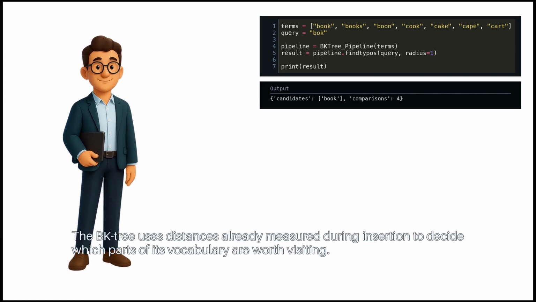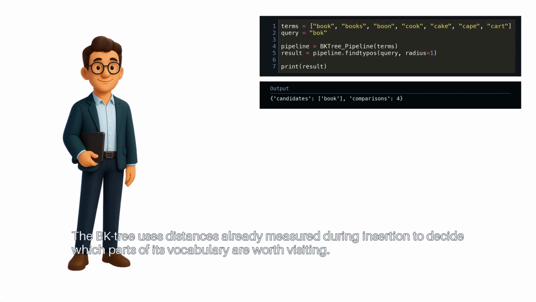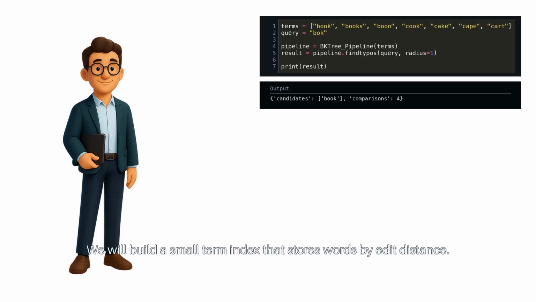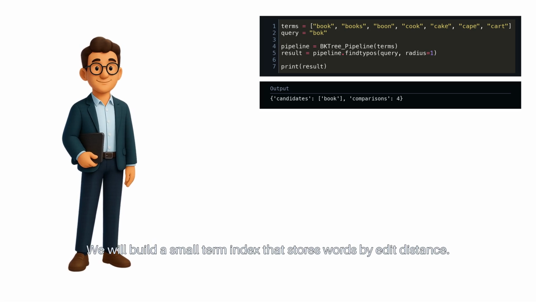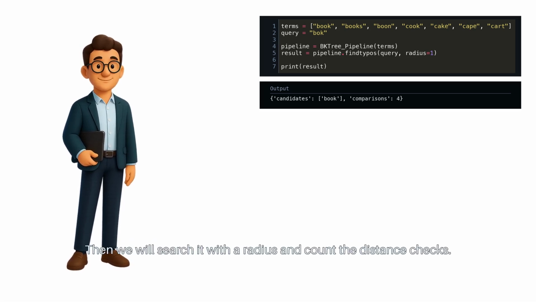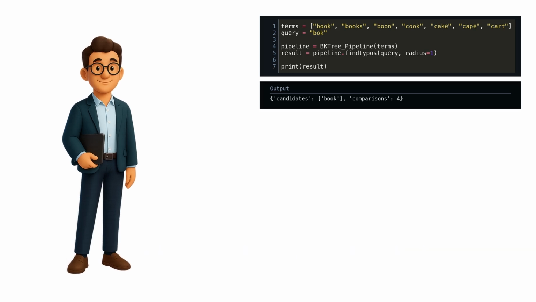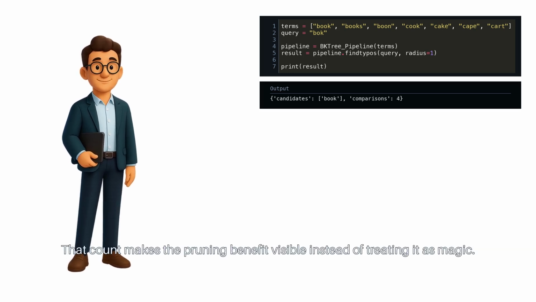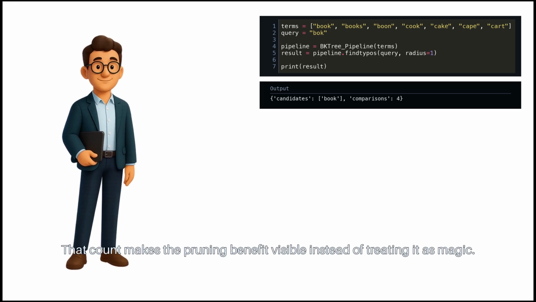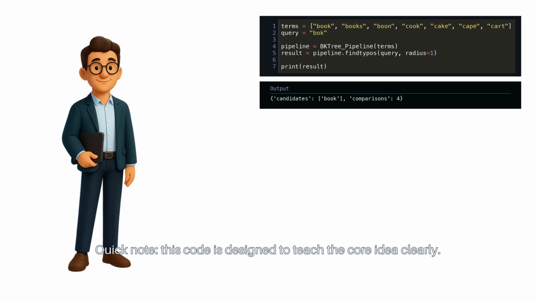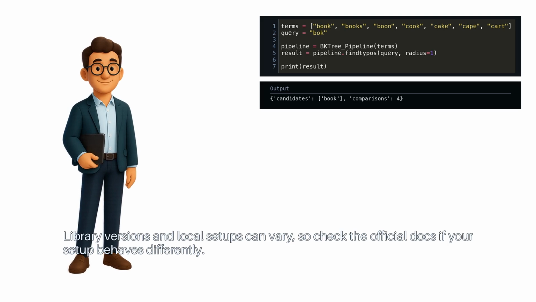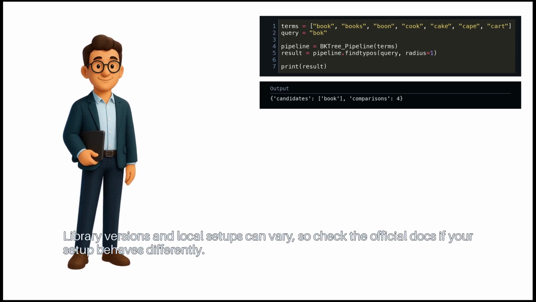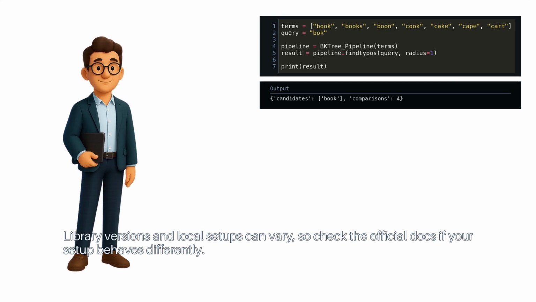The BK tree uses distances already measured during insertion to decide which parts of its vocabulary are worth visiting. We will build a small term index that stores words by edit distance. Then we will search it with a radius and count the distance checks. That count makes the pruning benefit visible instead of treating it as magic. Quick note, this code is designed to teach the core idea clearly. Library versions and local setups can vary, so check the official docs if your setup behaves differently.